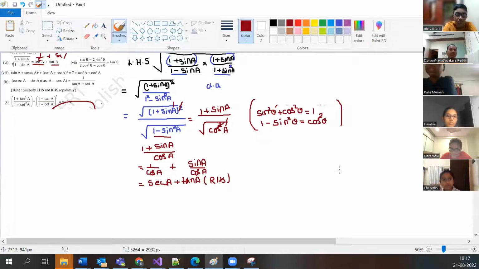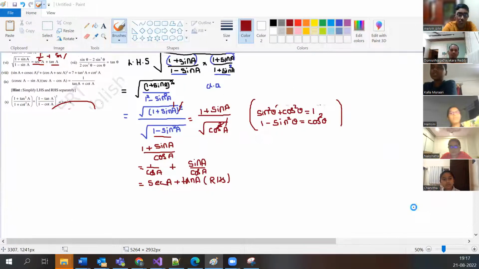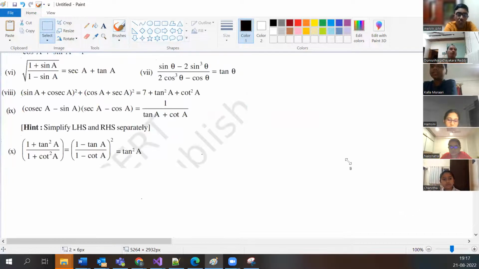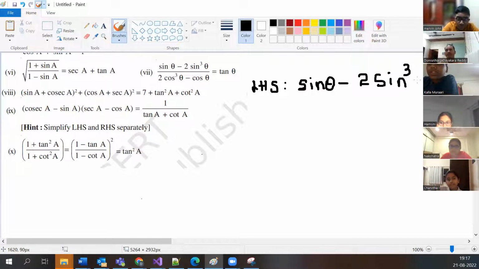All right, we'll move to the next problem. Let's try to solve this problem. Okay, it is simple. I'll do it. What is the left-hand side? Sine theta minus 2 sine cubed theta, divided by cos theta minus 2 cos cubed theta.